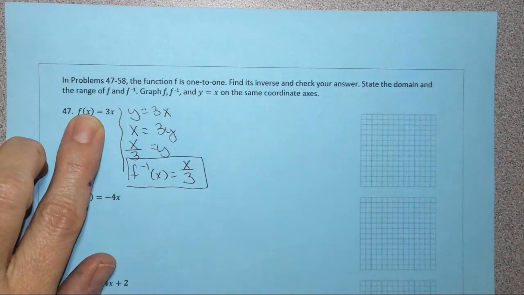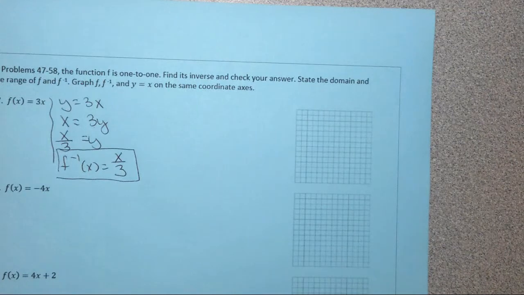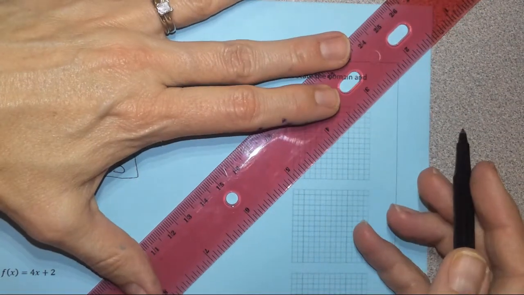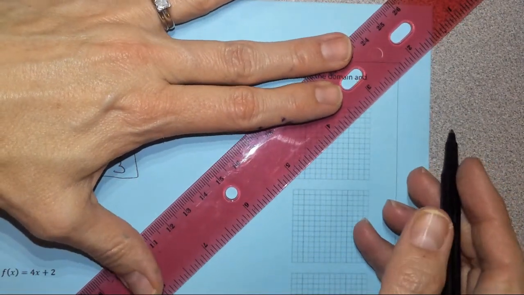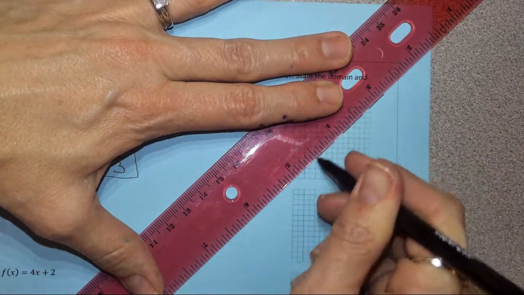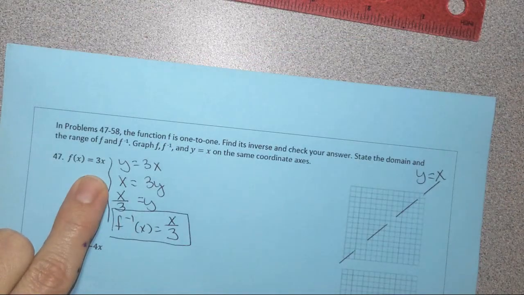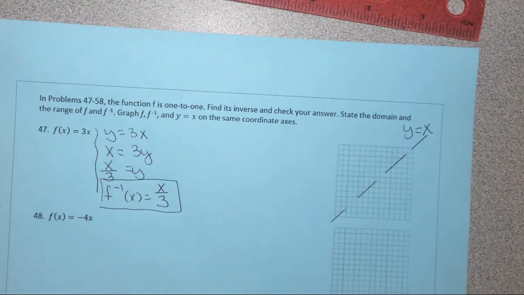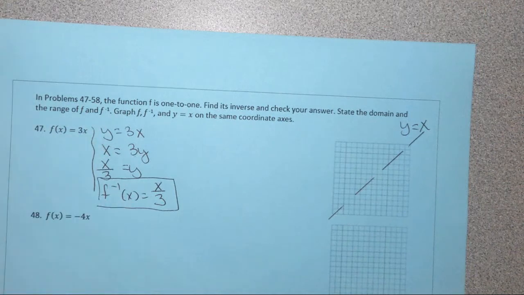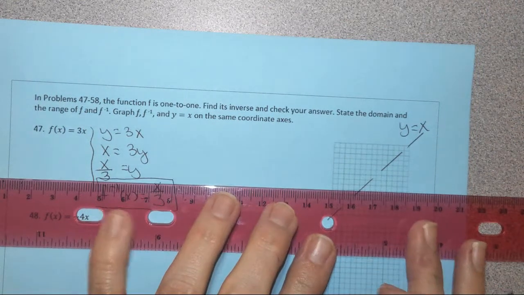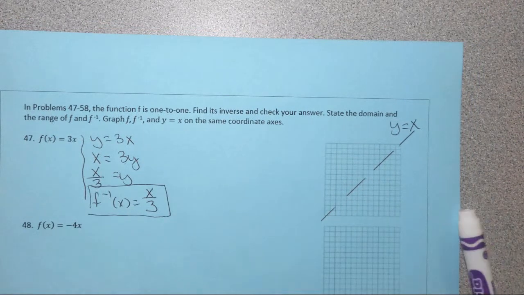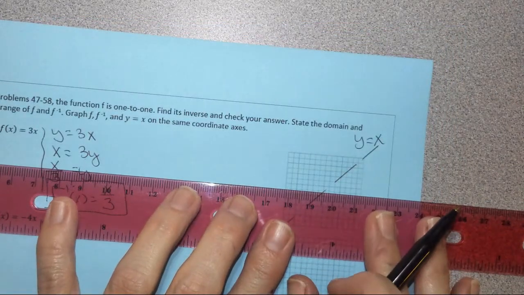This is my original. I'm going to come over here and graph it. The first thing they want me to do is graph the line y equals x. So here's my y equals x line. Now I'm going to graph the line y equals 3x. We know because it's a line. You can barely see the x and y axis in here. Draw those in.